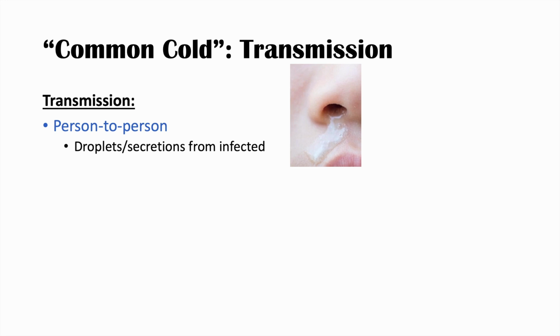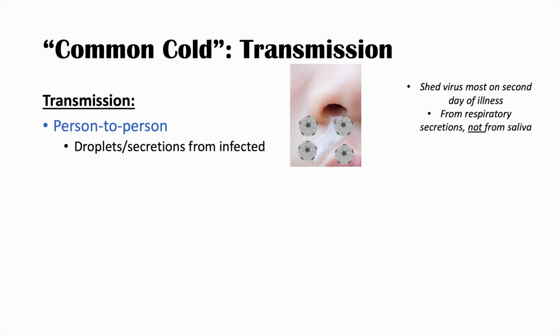So the transmission of the common cold occurs person to person. That makes sense. We all know that. Usually occurs from droplets or secretions from the infected individual, usually secretions or droplets from the respiratory or upper respiratory tract. So you can think of mucus or runny nose that is essentially shedding the virus. So the virus can be in the nasal secretions, and then the virus can shed, and it's shed the most on the second day of the illness. So that's the peak shedding of the virus.